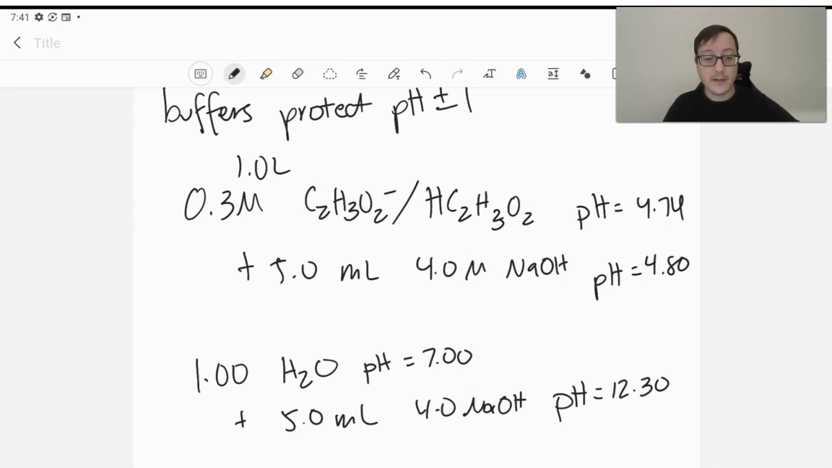All right, so that's it for buffers. Next, we're going to talk about titrations. So how the pH changes as we mix acids and bases together. We can see that reaction happening and evaluate the pH at different points along the way. And so that's coming up next.